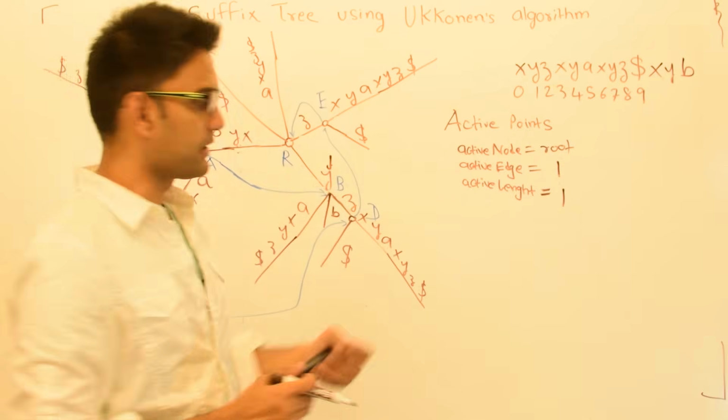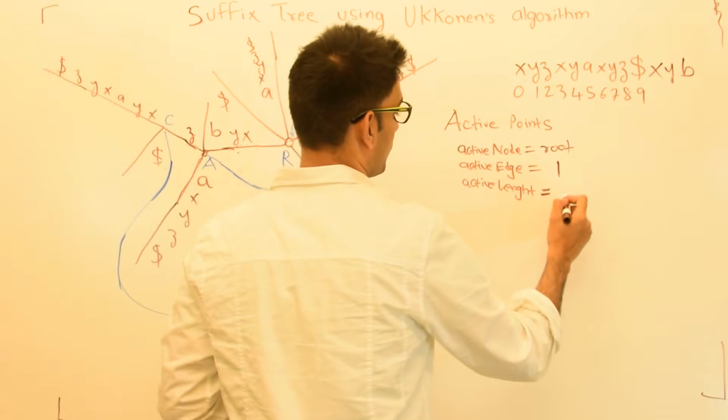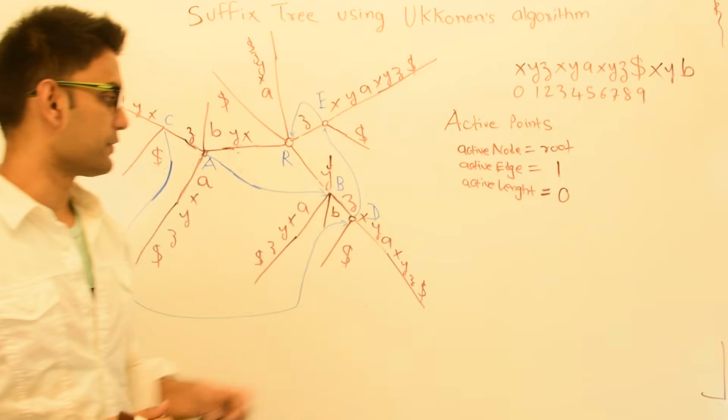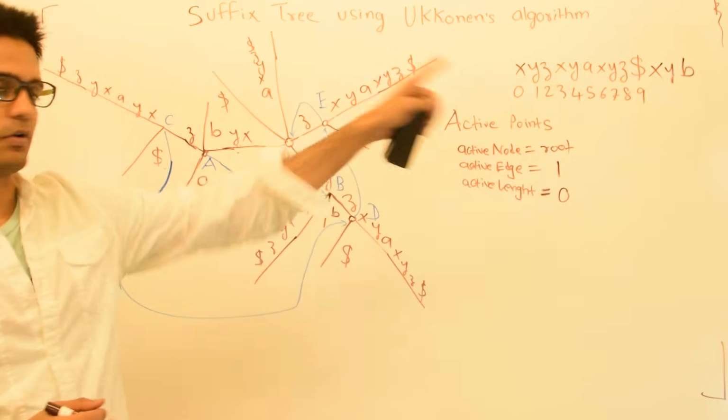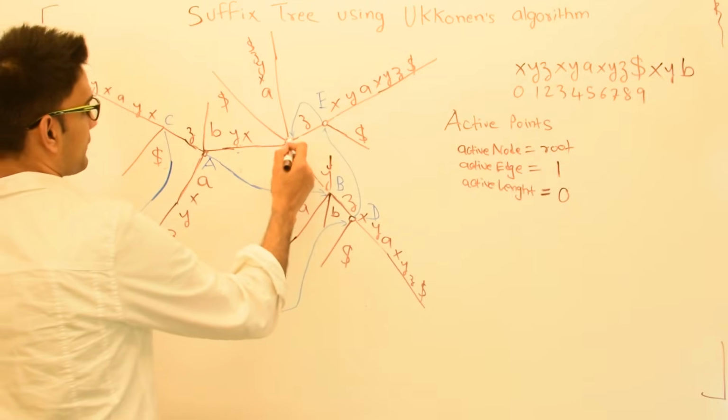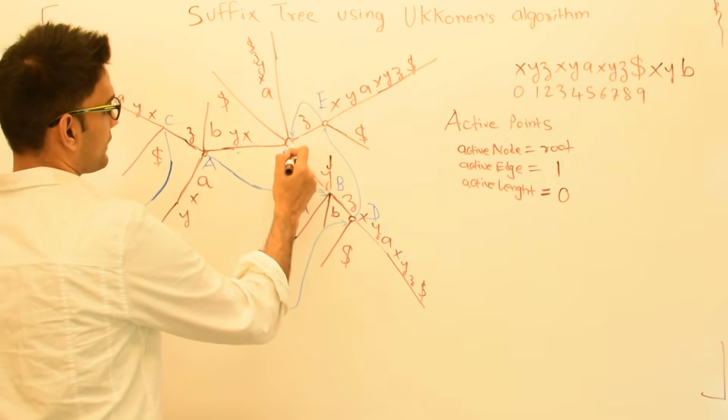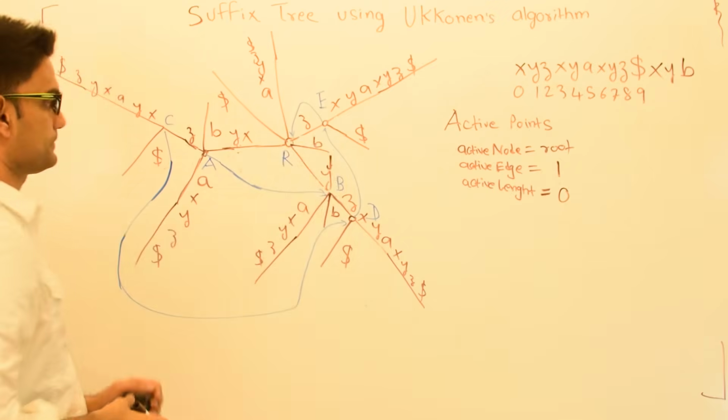And then we again decrement our active length to 0, by 1. So as soon as active length becomes 0, what we do is we check if there is a path with b from root. There is none, so we create 1.